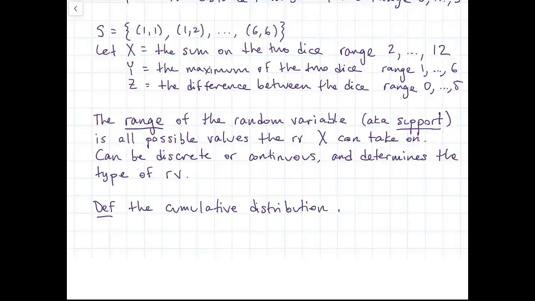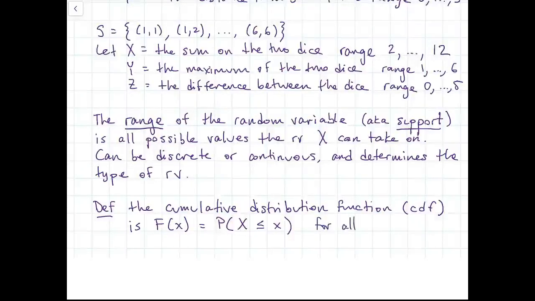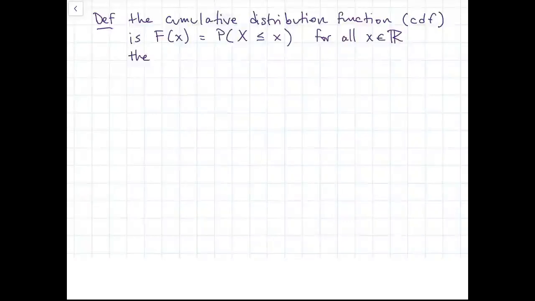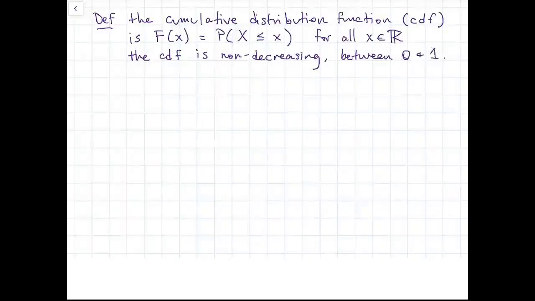For any random variable, the cumulative distribution function, or CDF for short, is capital F of x, and that's the probability that the variable takes on a value less than or equal to little x. It's defined for all values of x on the real line, regardless of what type of variable it is. The CDF is always non-decreasing, you can't lose probability, and it's bounded between 0 and 1.